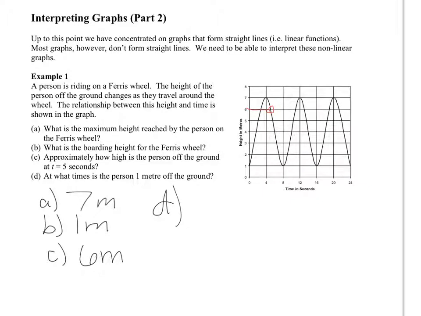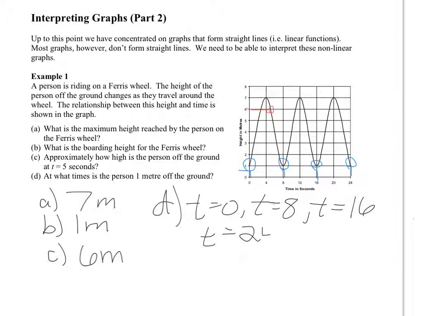Now D, at what times is the person 1 meter off the ground? So again, we can circle all those at 1 meter there, there, there, and there. So then we can just look down at our graph, 24 seconds, 16 seconds, 8 seconds, and 0 seconds. So we can say at t equals 0, t equals 8, t equals 16, and t equals 24, the person will be 1 meter off the ground.